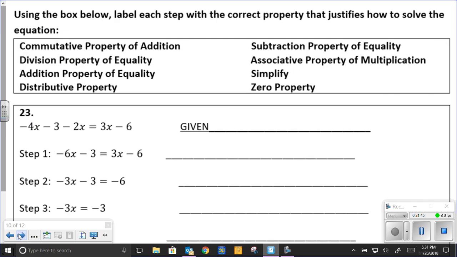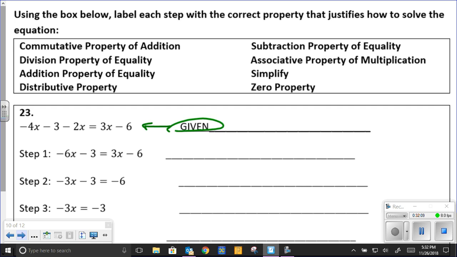All right, using the box below, label each step with the correct property that justifies how to solve the equation. Remember, ladies and gentlemen, they're going to have a question like this, and it's going to have a word bank. The key thing with this is the first thing that's given to you is given. It's literally given. So it says right here, given. This is the answer for that. It's given. That's the problem that's given to me.